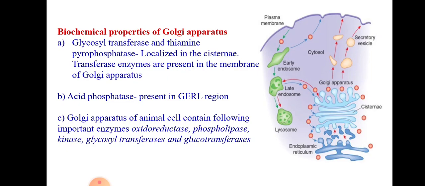Now we can see this image. This is the Golgi apparatus. From here, lysosomes will also form, and sometimes the Golgi apparatus will secrete. These are secretory vesicles, and the cisternae will attach with the endoplasmic reticulum also.